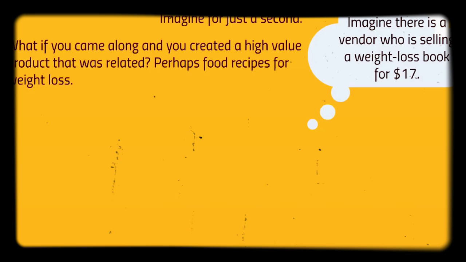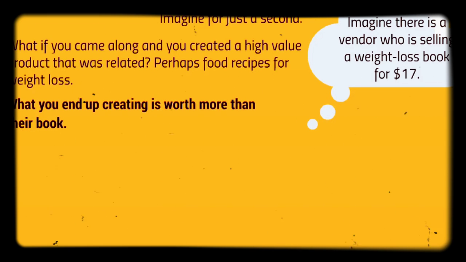Obviously, if you approach a vendor who is selling a recipe book on weight loss, they're more likely to say, oh no, definitely not. Heck no. They're definitely not going to accept that, because it's just too close to what they're selling. So in this case, perhaps because their book is about weight loss and weight loss training exercises, you can perhaps create a high value product related indirectly that is discussing food recipes for weight loss.